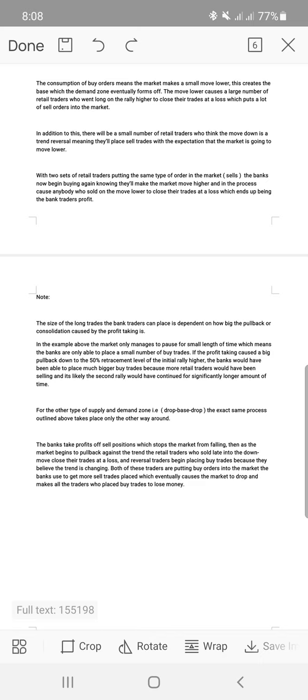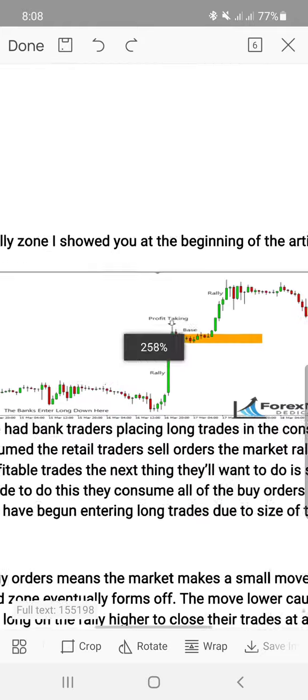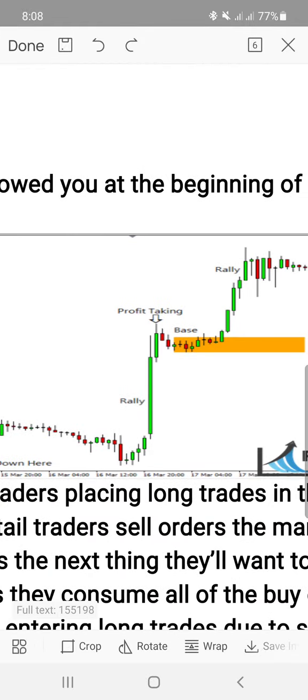Now, what this statement from here to here means is that, let me go back to the diagram. Now, in this diagram, we see that the market rallied for this time, right? Rallied, before it came down a little bit.